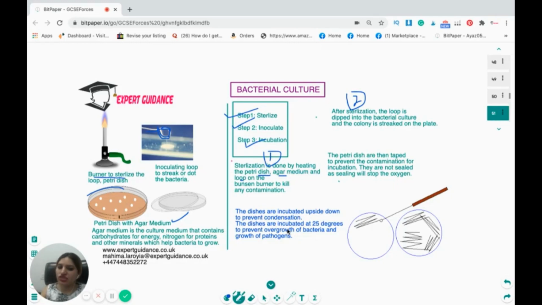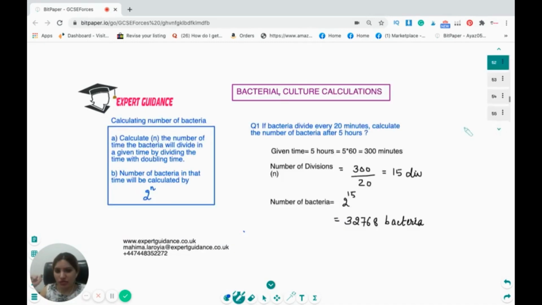Now we put the dishes on upside down to prevent any condensation, and we incubate it at 25 degrees. Now this is not the ideal temperature for the bacteria to grow, but if you use greater than 25, the bacteria will grow so rapidly, and even some harmful bacteria or pathogens can also grow. So this is a very important exam question. We incubate it at 25 degrees to prevent the overgrowth of the bacteria so that they can be easily managed and to prevent the growth of the pathogens.